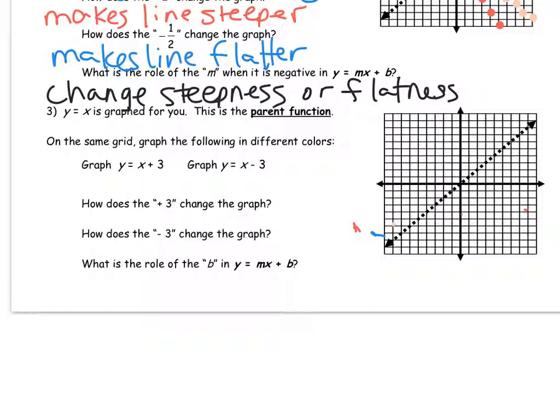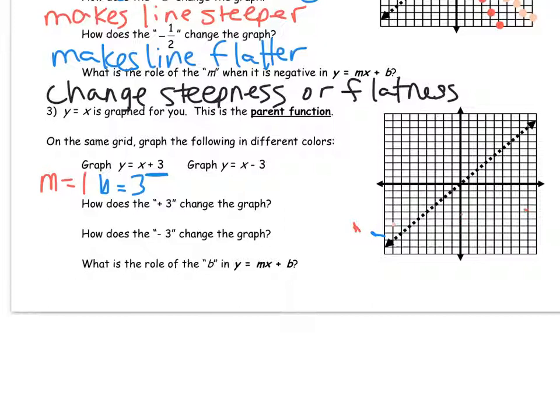So I'm going to start with my slope. x plus 3. My slope is just plain old 1. And then when I have x minus 3, my slope will still be 1. Okay, so my slope is 1. Now we have a y-intercept. So my y-intercept is 3.